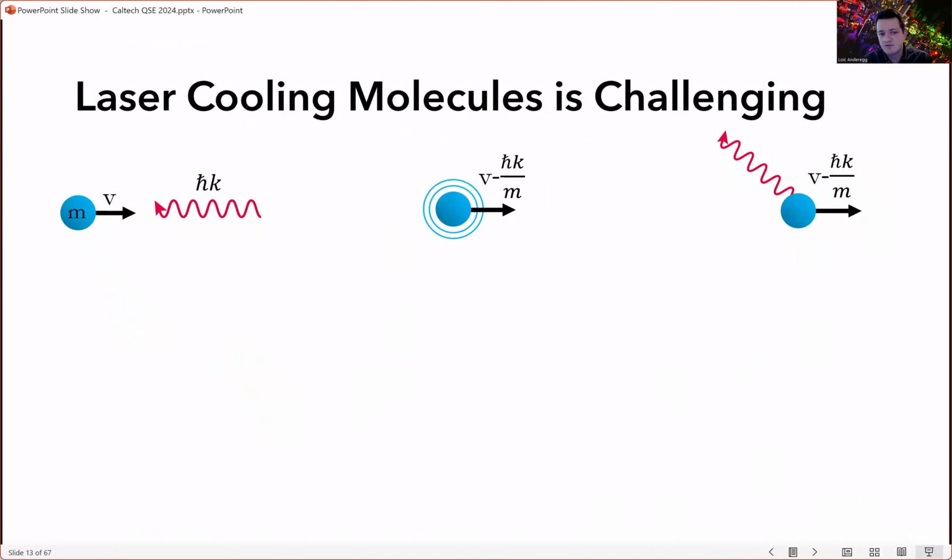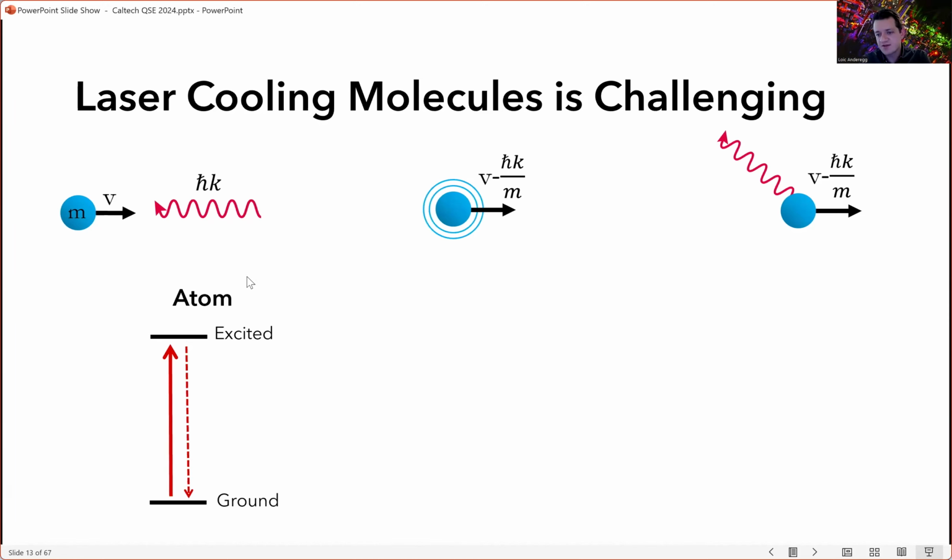Now, of course, laser cooling of molecules turns out to be quite challenging. And this is basically because when you want to laser cool, for example, an atom, what you do is you excite the atom to some excited state, and then the atom will decay back down. And each time you do this, you get an h bar k of momentum kick to slow down your molecules and or atoms and cool them down.